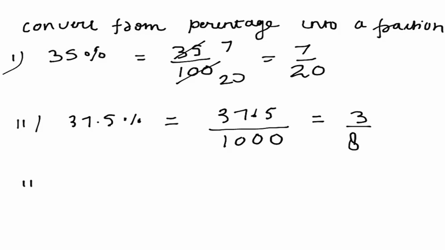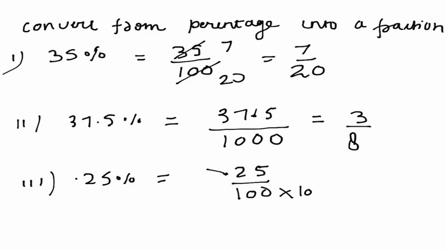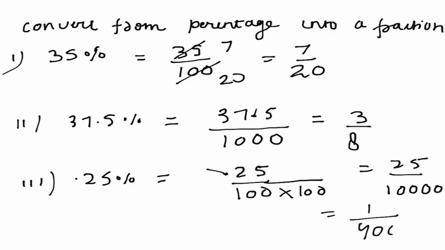The next we have 0.25%. First of all, we will remove the percentage sign and write 100 in the denominator. Now we will remove this decimal point and multiply the denominator by 100 in order to remove the decimal point. So we will get 25 divided by 10,000. Now we will convert it into the simplest form. So we will get 1 by 400. Both numbers are divisible by 25, and it will give us 1 by 400.